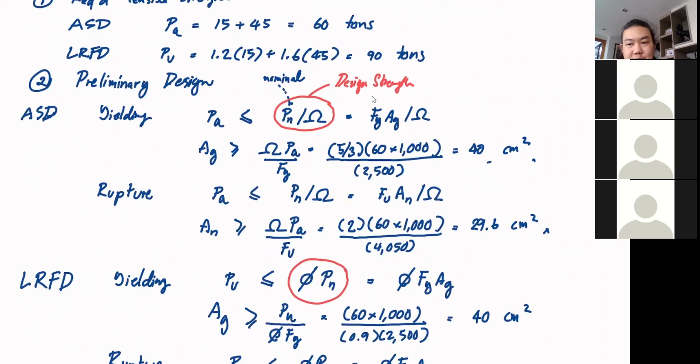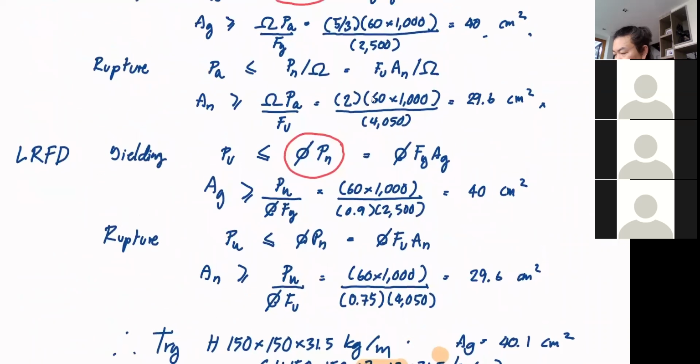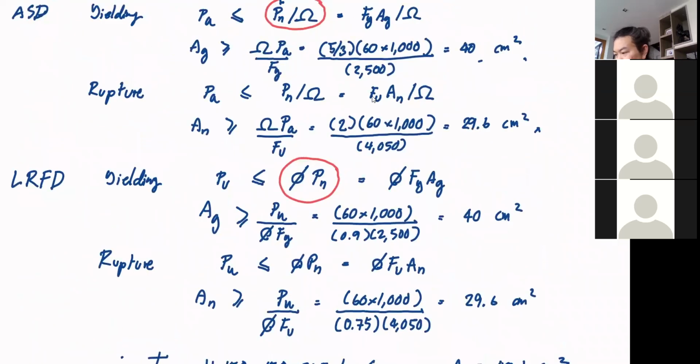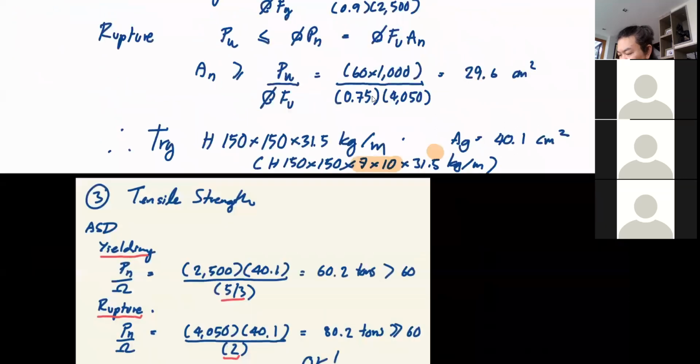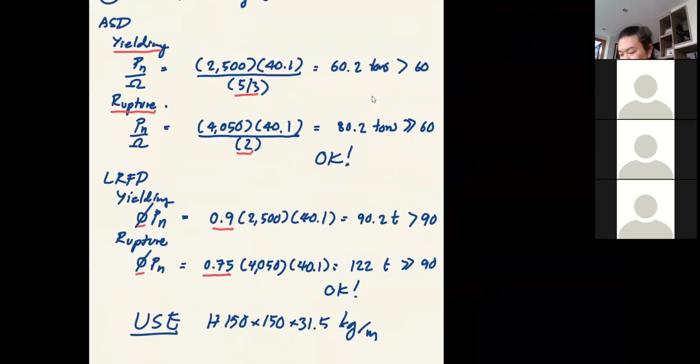Now, because you have a class with me, or maybe you have a class with other folks, you should know this. You must know this. Notice one thing. Regardless of the method that you use, you end up with the same requirement. You can see here that after the calculation of the area, it turns out to be the same. And after the check, in the end, we end up with the same member. Why is that?